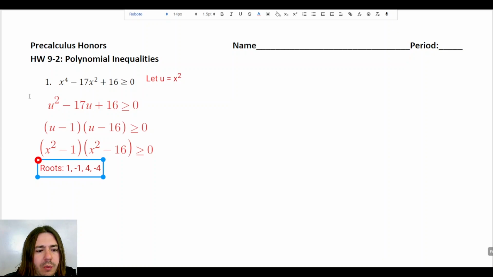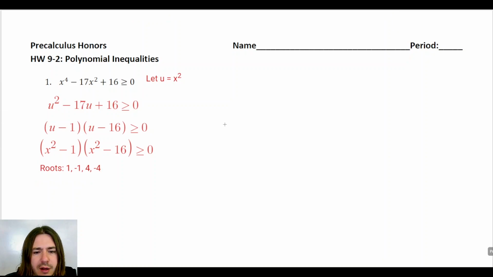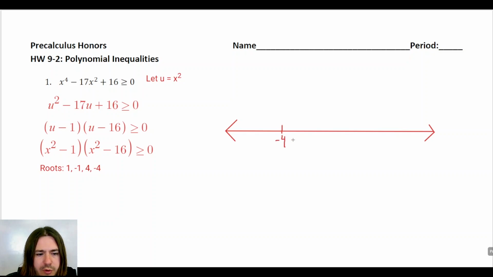Now once I have my roots, I can draw my number line to help me figure out where the function is positive, where it is negative. The roots that I have labeled here, I've got negative 4, negative 1, then we got 1 and we got 4. So we got a total of 5 intervals here. And I'm going to pick a representative from each interval, plug it into x, and find out whether or not it's positive or negative.